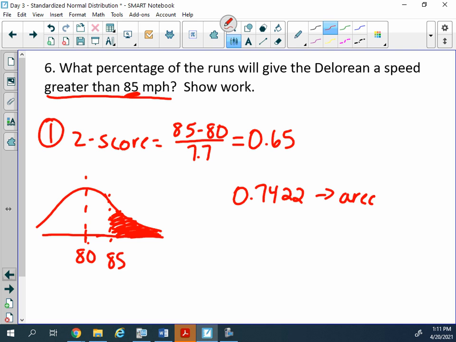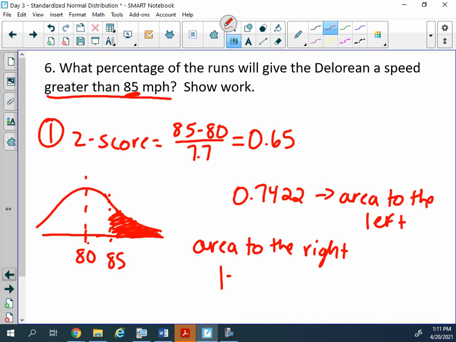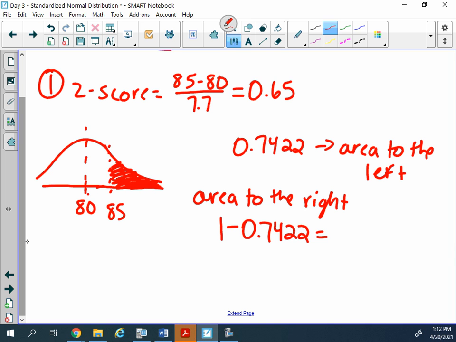So this is the area to the left. To find the area to the right, I'm going to take 1 minus 0.7422, get that decimal, and then change it into a percentage. So plug that into your calculator, that's fine. You should get about 0.2578. And once again, I move the decimal 2 places over, so I get 25.78%.